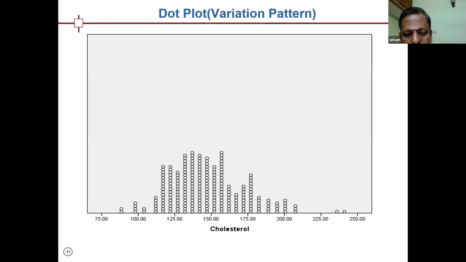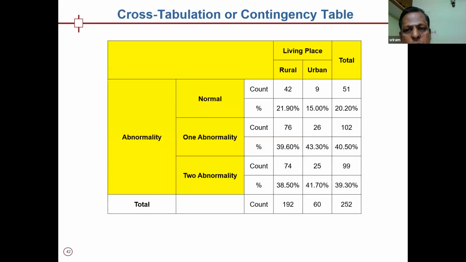And this is called a dot plot. This is not widely used now. The box plot is widely used, very easy to understand. So you can use a box plot for describing variation in one single quantitative variable.